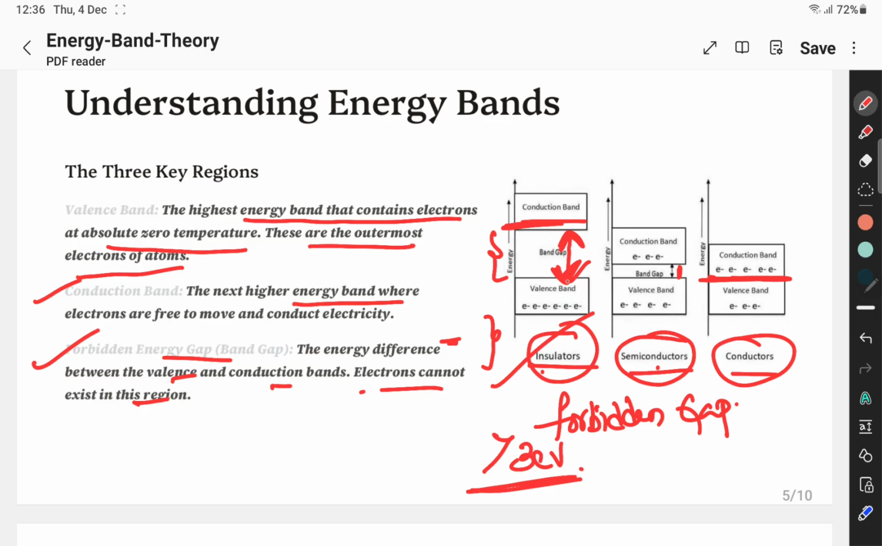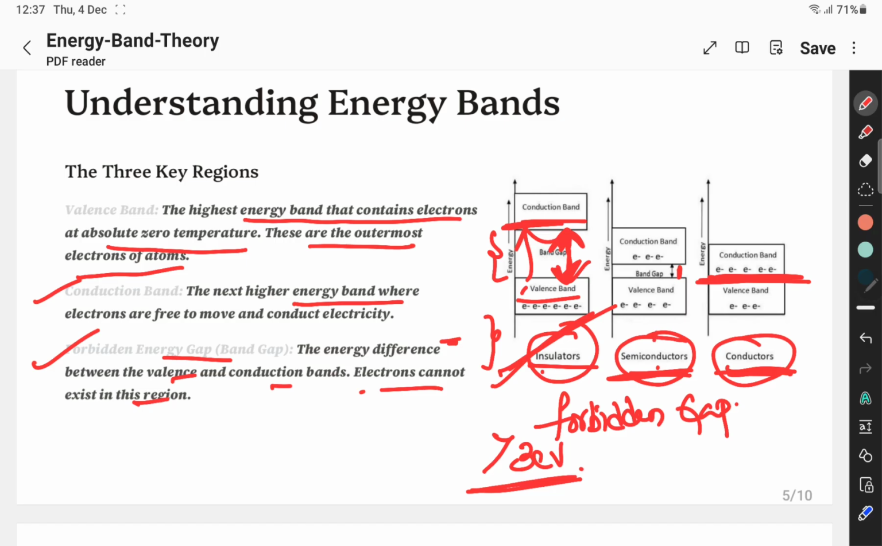The valence electrons will not jump from the valence band to the conduction band. They cannot move. Even when we apply an external force, whatever external forces we apply, even then they cannot jump from the valence band to the conduction band in case of insulators. They can jump in case of semiconductors. There is no gap at all in the conductor's case.